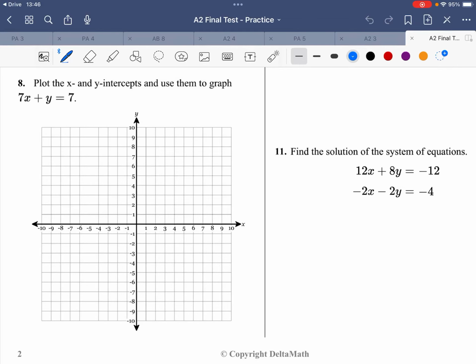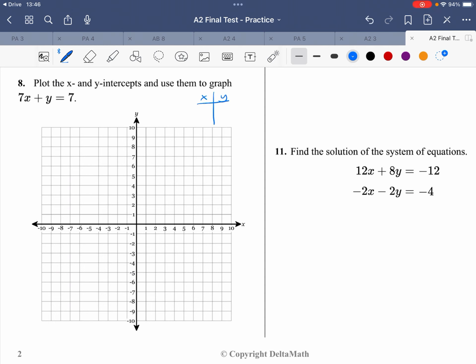Hello, here are the problems from the practice final test that we didn't have time to do in class. Starting with number 8, plot the x and y intercepts and use them to graph that function. This is in standard form.